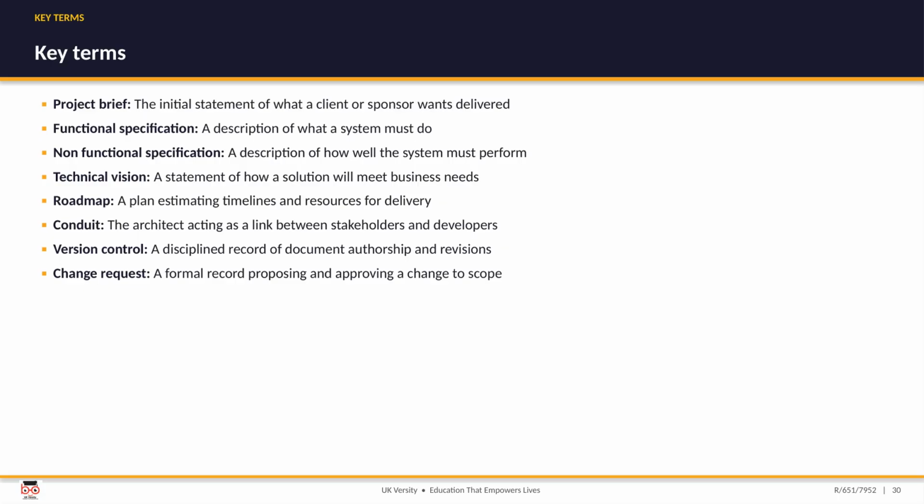Let us gather the key terms in one place. A project brief is the initial statement of what a client or sponsor wants delivered. A functional specification describes what a system must do, while a non-functional specification describes how well it must perform. The technical vision states how a solution will meet business needs, and the roadmap is the plan estimating the timelines and resources to get there. The conduit is the architect linking stakeholders and developers. Version control is the disciplined record of who changed a document and when. And a change request is the formal way a change to scope is proposed and approved.